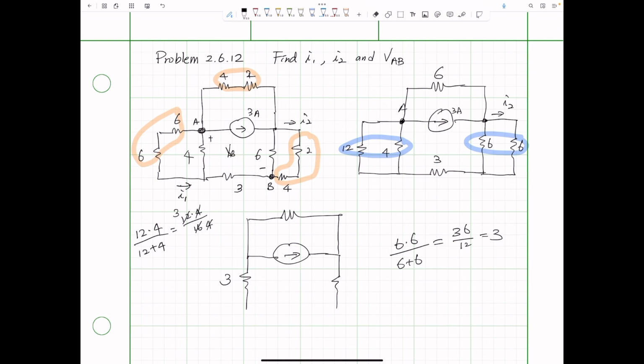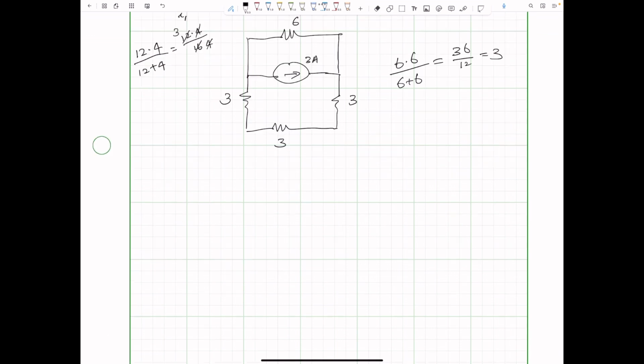As we discussed in class, if we have two parallel resistors with the same value, then you simply have half of the resistor value. Now we have 3, 3, 3, so we can combine them together. Then we have 6 at the top, 9 at the bottom.